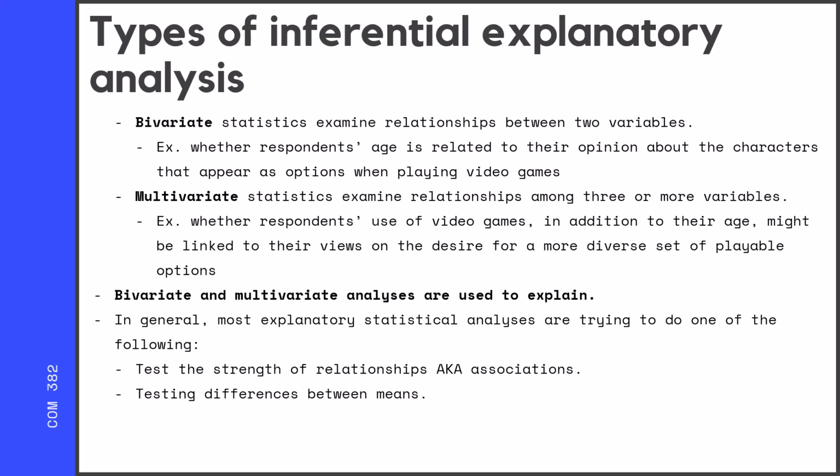So recall we talked about bivariate, multivariate, and univariate analysis. Univariate was when we're just looking at single indicators. Bivariate is relationship between 2 variables. Multivariate is relationship between 3 or more. In general, when we're doing explanatory analyses, bivariate and multivariate analyses, we're trying to do one of 2 things. We're either trying to test the strength of relationships, this is also called associations, or we're trying to test differences between means. So we're going to talk about how those are different.